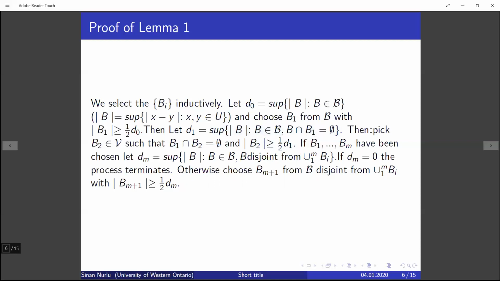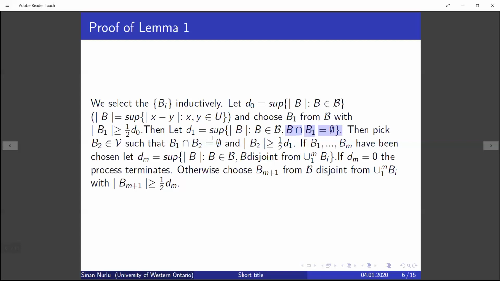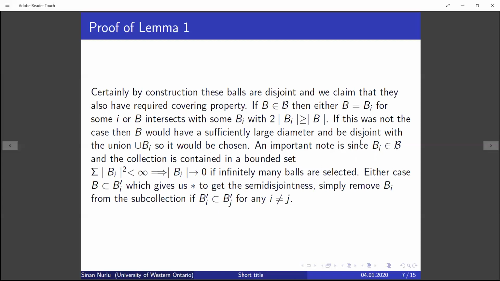All right, let's say at the mth step, D_m is 0, then the process naturally terminates. We would have finitely many elements. But if it doesn't, we would have countably infinitely many Bi's. One of the reasons we choose this subcollection this way is because this construction guarantees that these Bi's are disjoint. So we chose B2 from sets that have empty intersection with B1, and B_{m+1} from sets that are disjoint from the union of the Bi's we have chosen so far. So each Bi and Bj, given that i and j are different, have empty intersection.